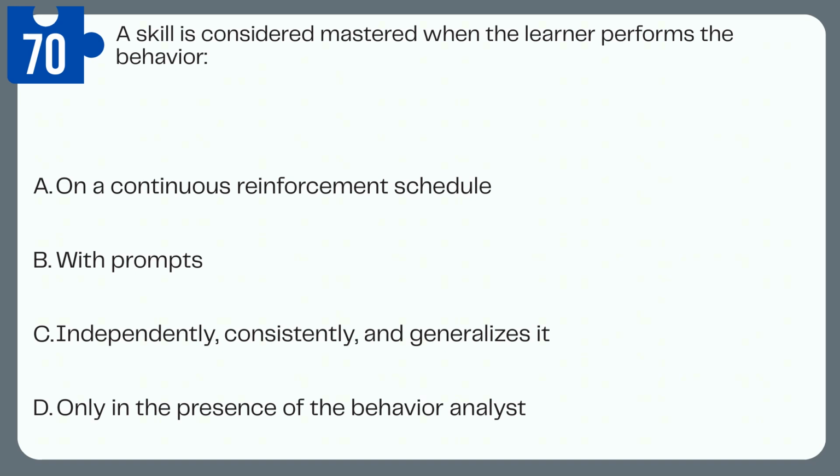Question 70. A skill is considered mastered when the learner performs the behavior. A. On a continuous reinforcement schedule. B. With prompts. C. Independently, consistently, and generalizes it. D. Only in the presence of the behavior analyst.